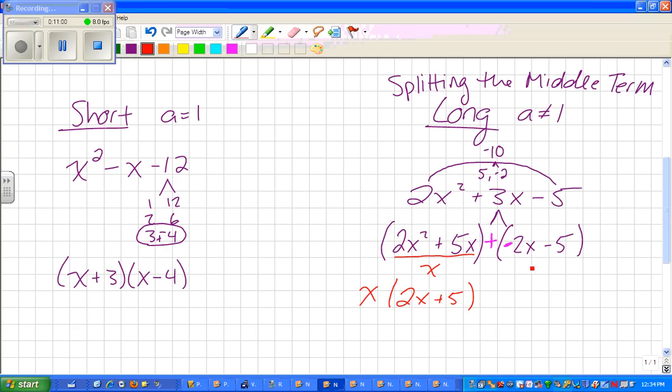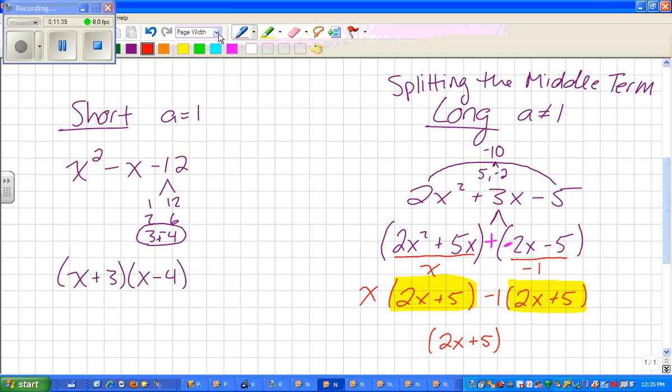Now, I want this second parentheses to be able to match this one right here. So what do I have to divide negative 2x minus 5 by to get 2x plus 5? You guys got it. Negative 1. If you take out a negative 1, this will leave you with a 2x plus 5. Now, at this point, you got to notice these parentheses are exactly the same. That's how you know you did it right. If they're not the same, something went wrong. So that's going to be one of your answers, 2x plus 5.